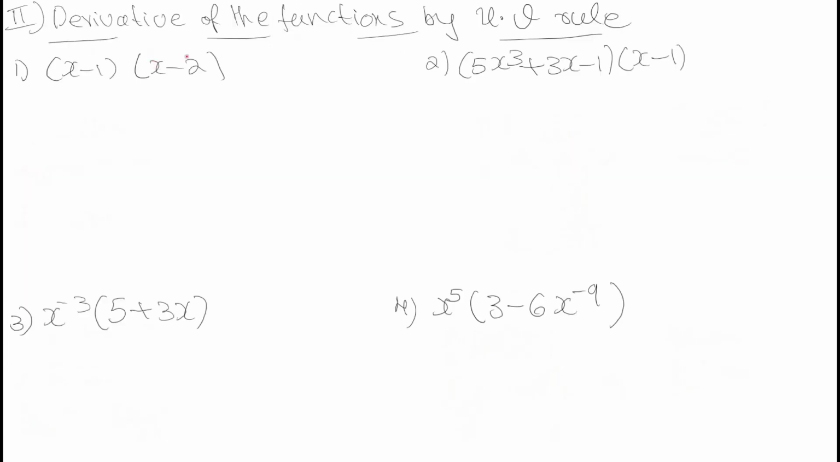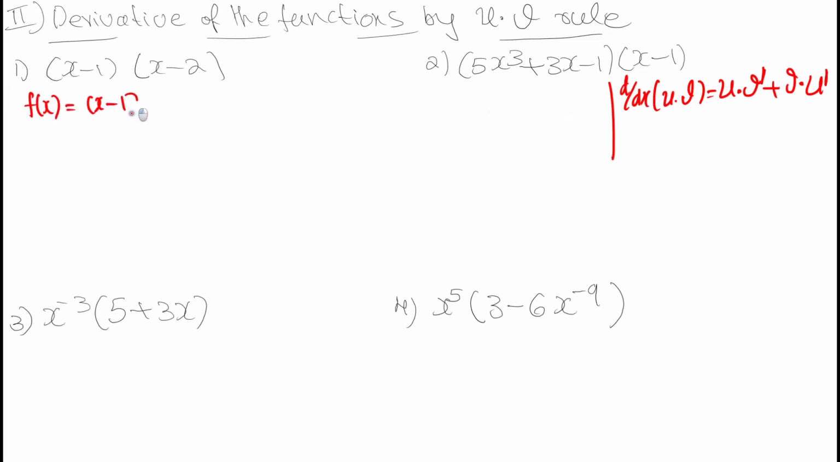See, next is derivative of the functions by u into v rule. Okay, the product rule we need to use. Our formula is d by dx of u into v is equal to first function into derivative of the second function, v dash, plus second function into derivative of the first function, that is u dash. Apply that formula here. See, f of x is equal to x minus 1 into x minus 2 is there. Take this as u, this as v.